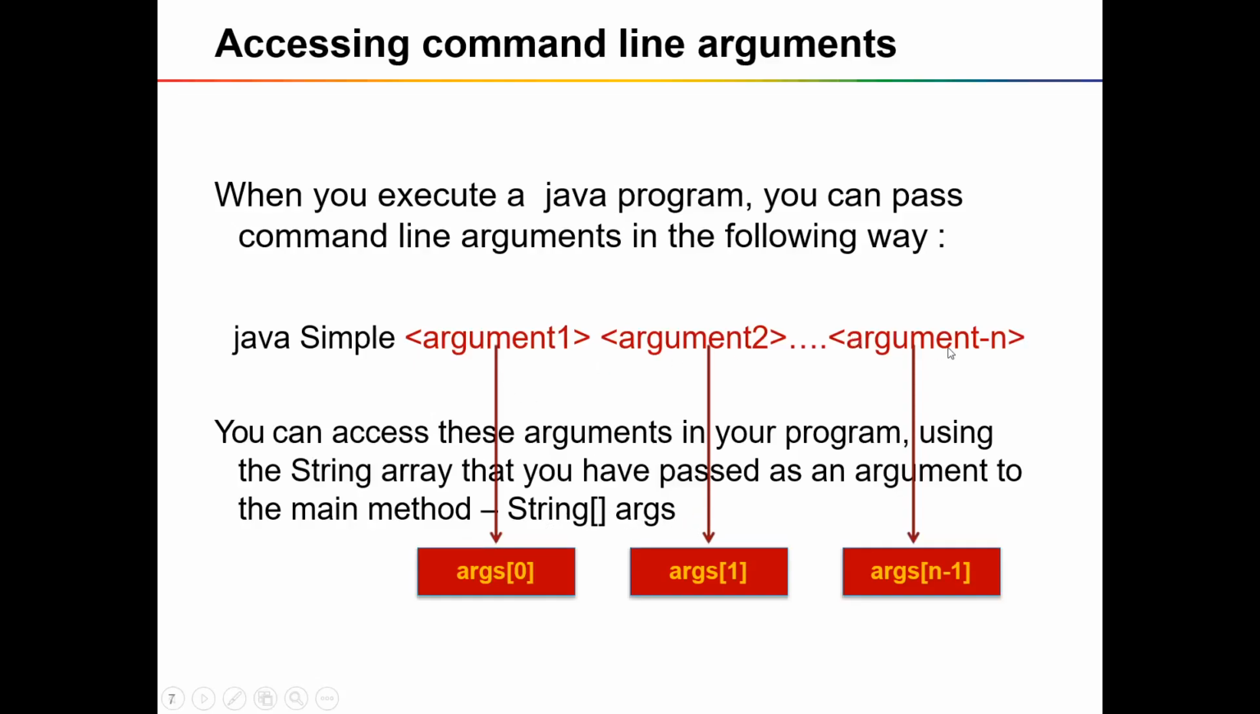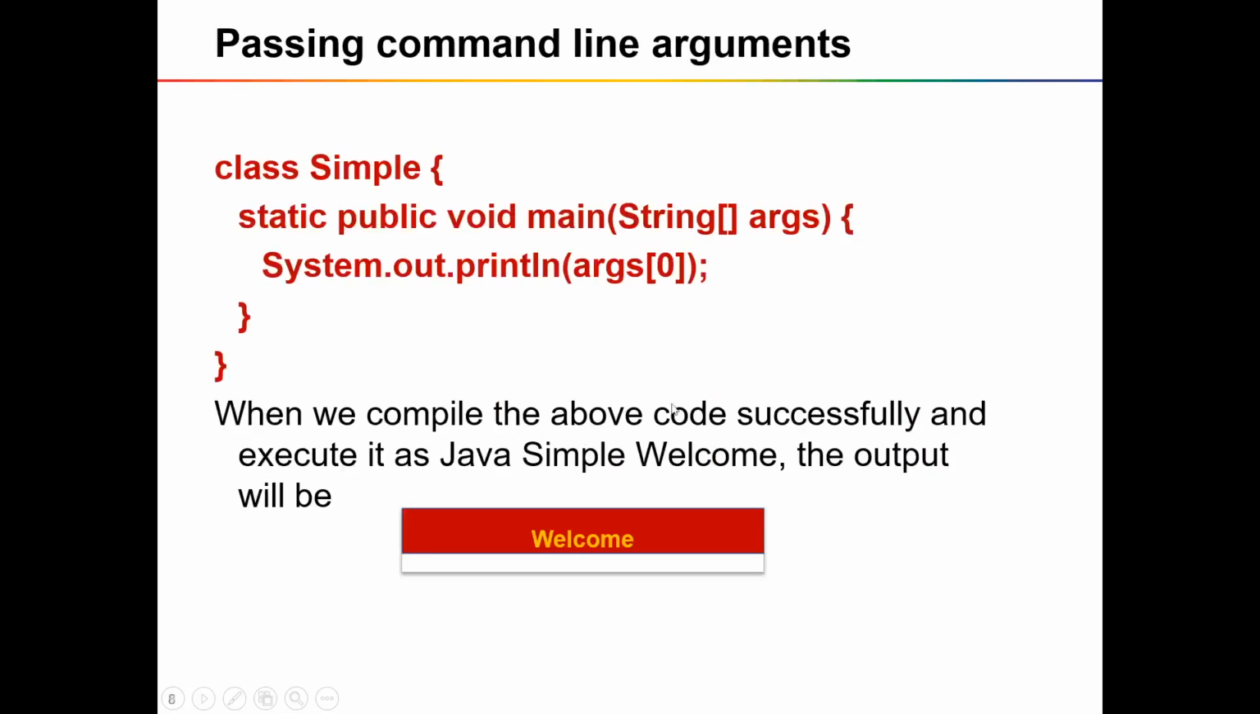All the values passed over here are always treated as strings. The first value is stored in args at the 0th index. The second argument will be stored in args at index 1. Likewise, it goes on. So we'll see how to pass an argument to the main method. Here we have a class simple, and there is a small change in the main method signature. Static and public are swapped. So this is also a valid Java main.